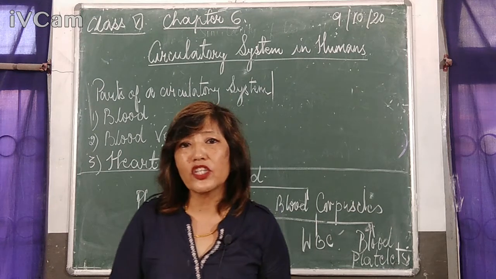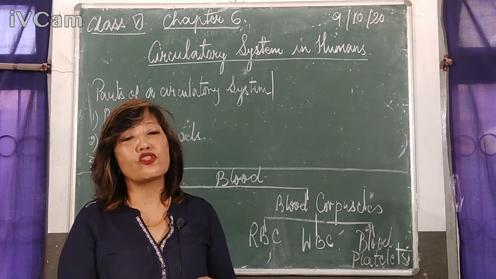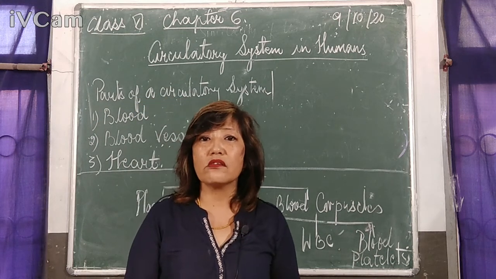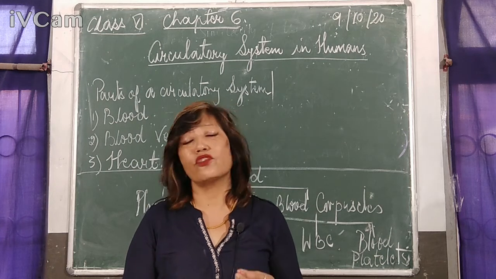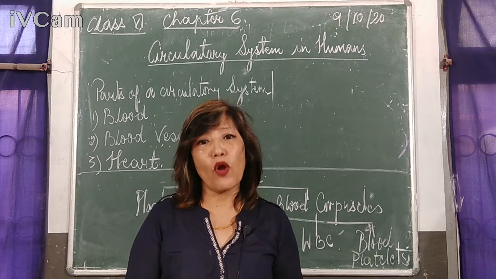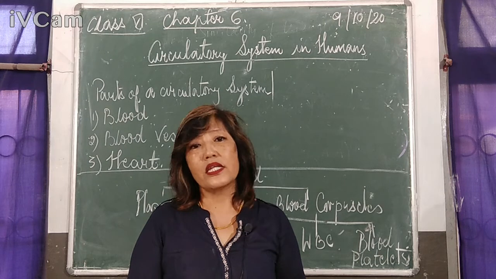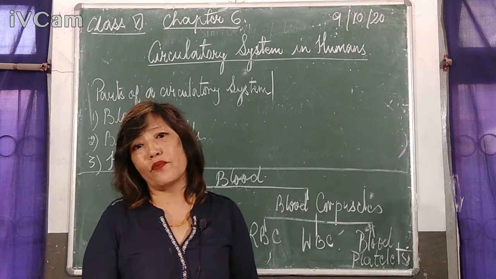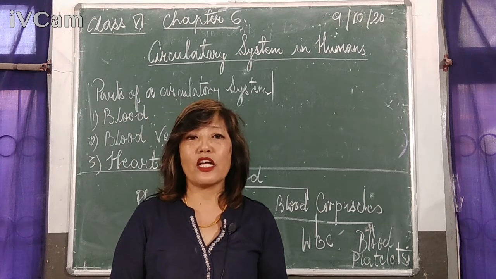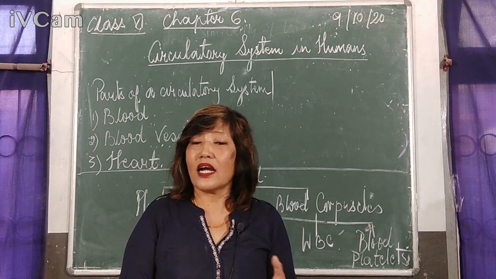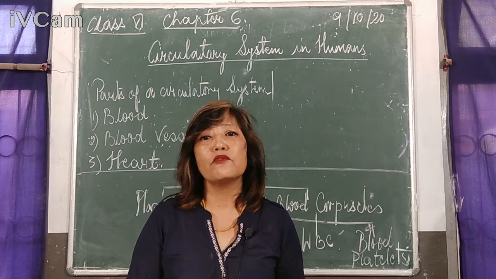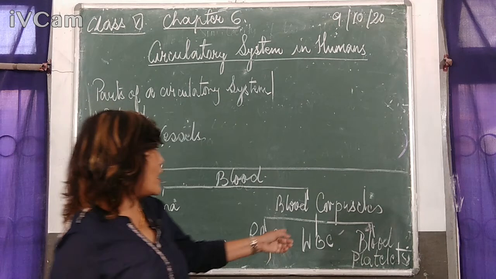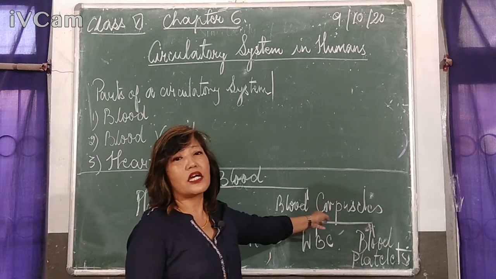And the main function of the plasma is to transport nutrients, oxygen, chemicals, to the lungs and to the different parts of our body when needed. Now, the plasma also helps to remove the waste from our body. So, plasma, what we can say is a kind of transporting medium. Okay. Now, the next component of the blood is blood corpuscles.